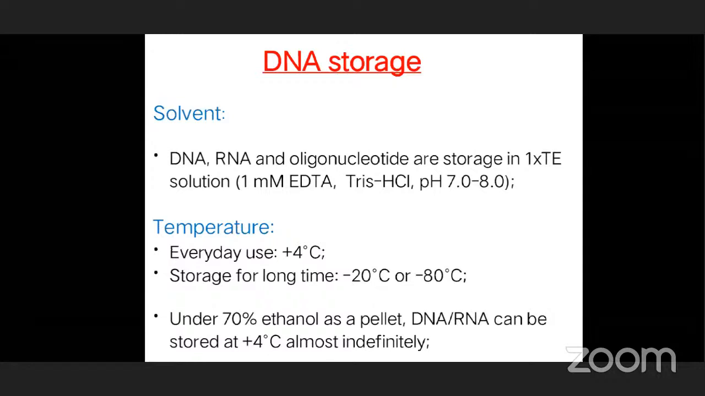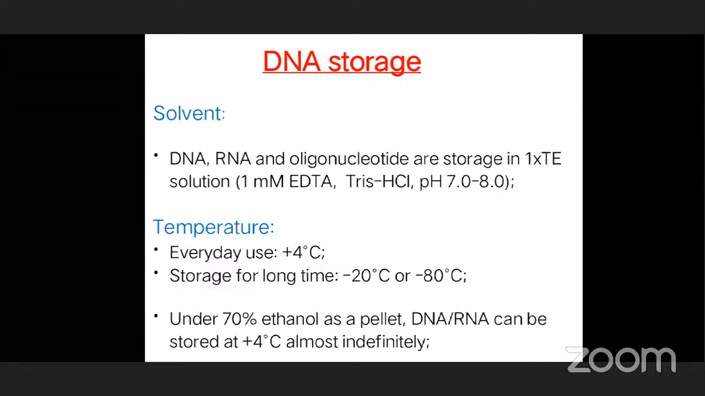For example, DNA, RNA, and oligonucleotides are stored in 1x Tris-EDTA solution, or 1 millimolar ethylenediaminetetraacetic acid solution, or Tris-HCl solution. The pH of that solution will be between 7 and 8. A slightly alkaline pH is used for DNA storage purposes. And which storage condition is proper for DNA storage?